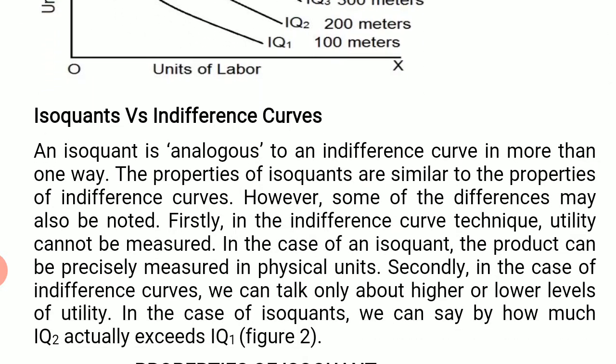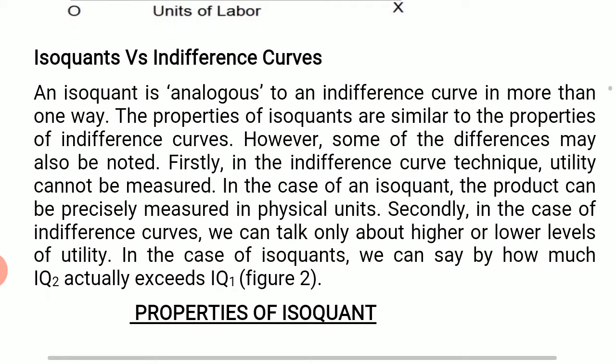Now simply, what is the difference between isoquant and indifference curve? An isoquant is analogous to an indifference curve in more than one way. The properties of isoquants are similar to the properties of indifference curves. However, some of the differences may also be noted.